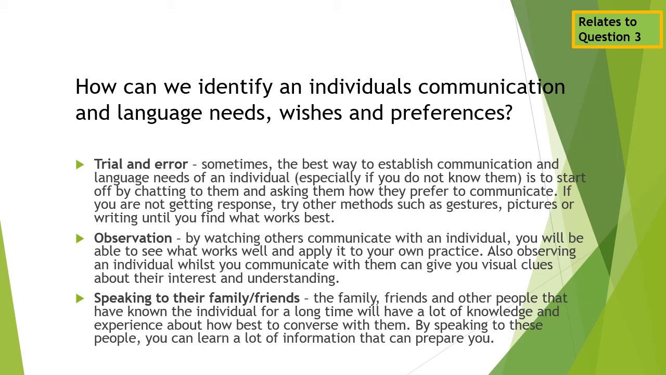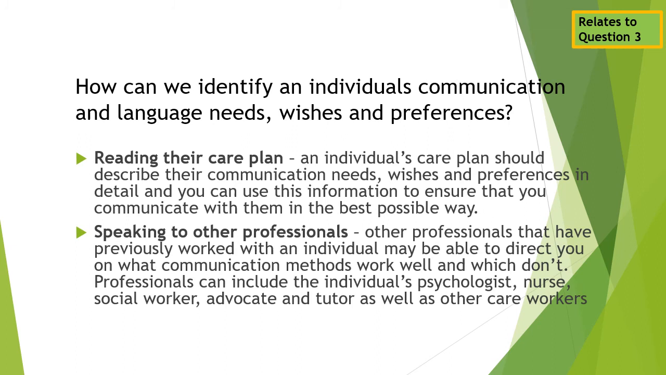Observing an individual while you communicate with them can also give you visual clues about their interests and their understanding. Speaking to family and friends, again, we mentioned this earlier, but family and friends know those people better than anyone, so it's important that you speak to them and ask them the best way to communicate. Reading somebody's care plan. An individual's care plan should describe the communication needs, wishes and preferences in detail, so you can use this information to ensure that you communicate with them in the best possible way.